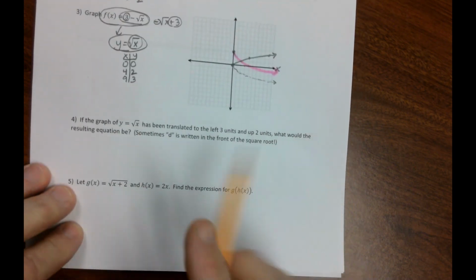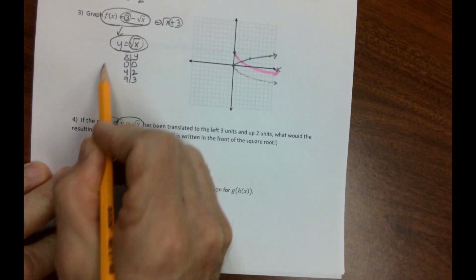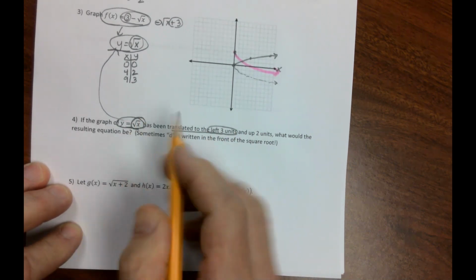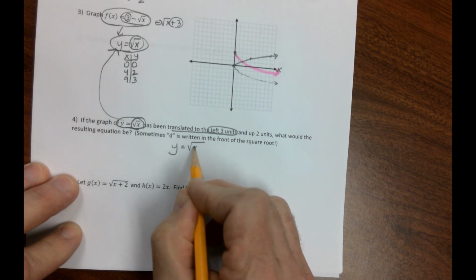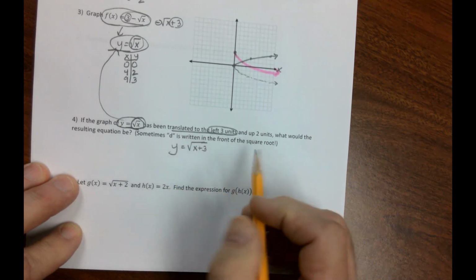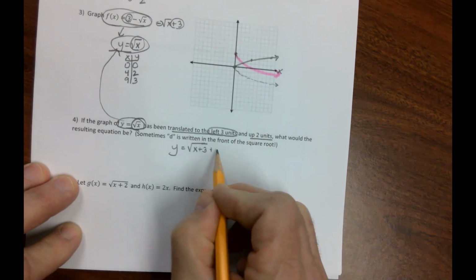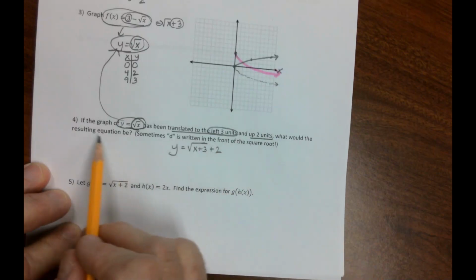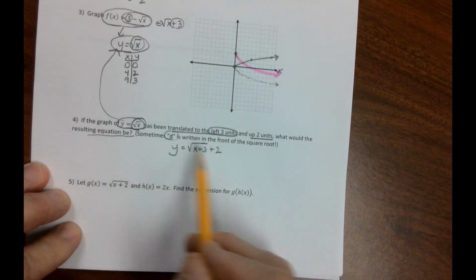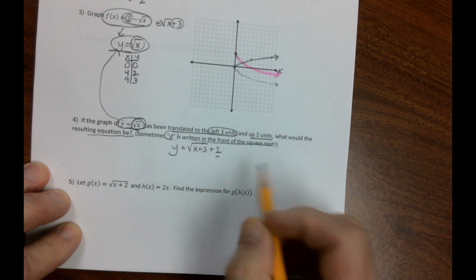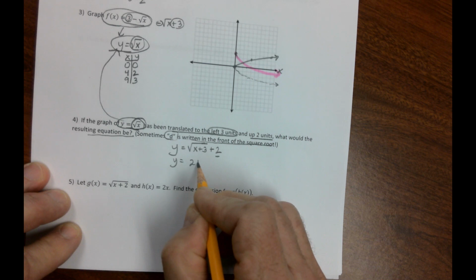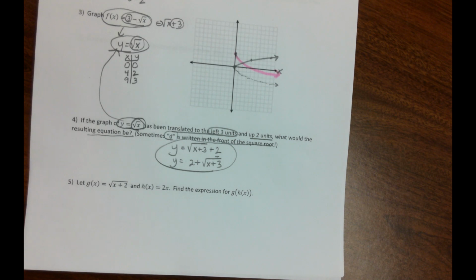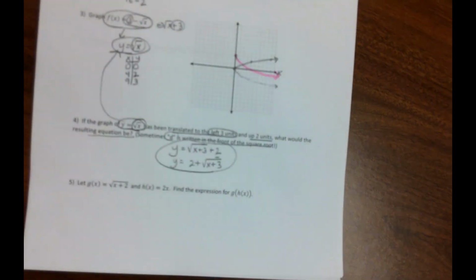Okay, number 4. If the graph of y equals the square root of x, which we just did, has been translated left 3, so let's stop right there. That means we need to adjust this one step at a time. That would be x plus 3. Remember our rules. Up 2. It's not underneath the square root. So what would the resulting equation be? Hint, sometimes D, this letter, is written in the front. So I could also say y equals 2 plus the square root of x plus 3. These things are the same. Let me make sure that's good and focused for you.